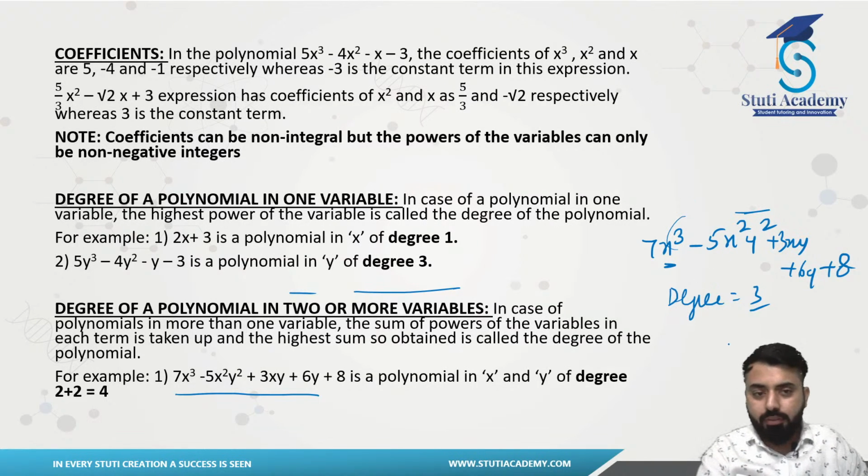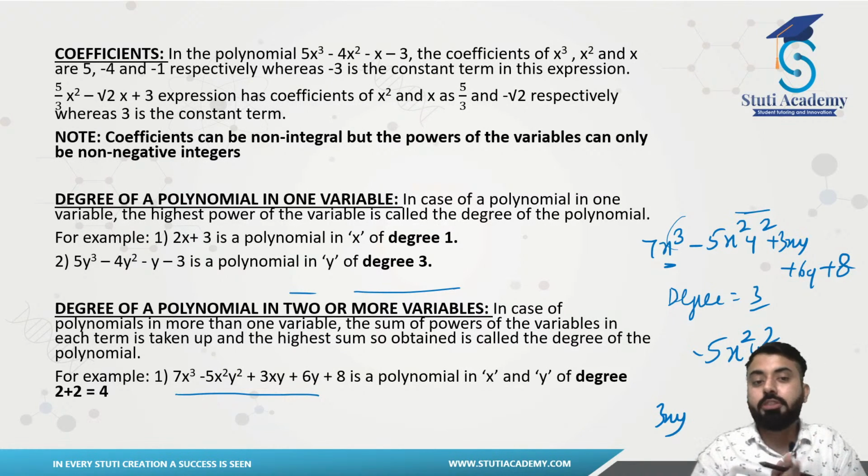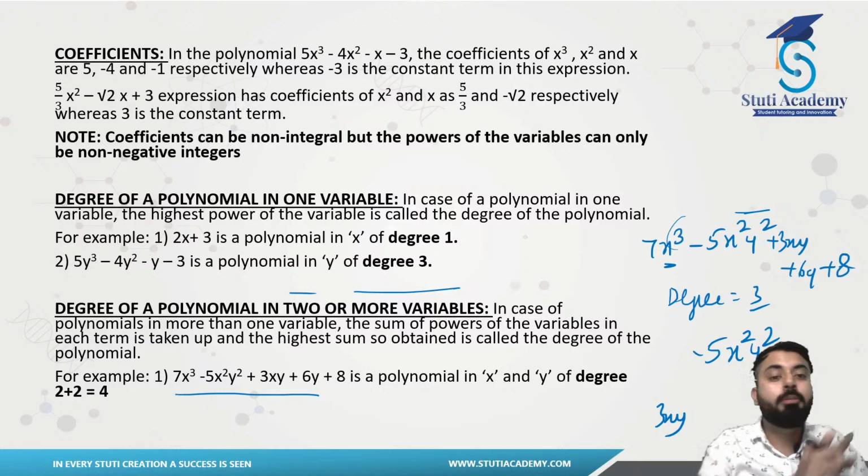Now you guys see I have two terms here. First one is minus 5x square y square and another is 3xy. So you have to just verify these. If you add up the powers of the variables there, and you get a number which is more than the given degree, that means the degree will be that number.